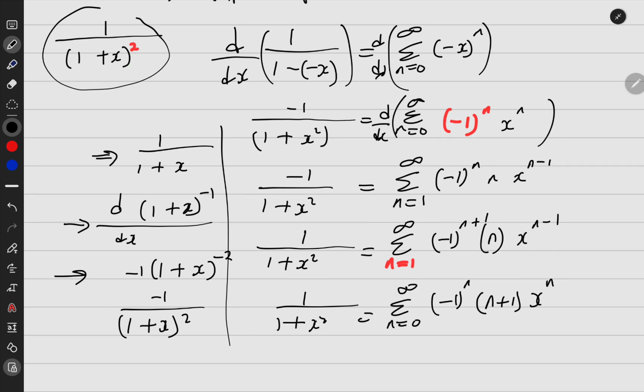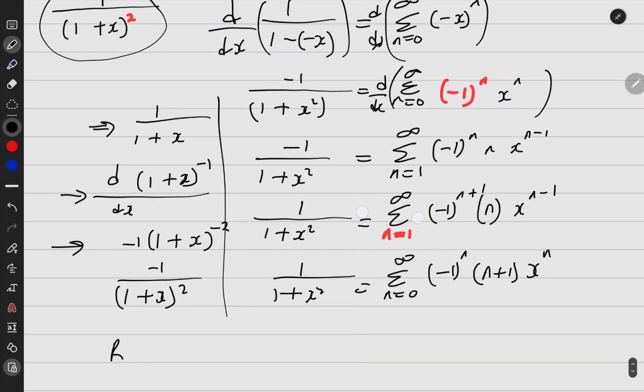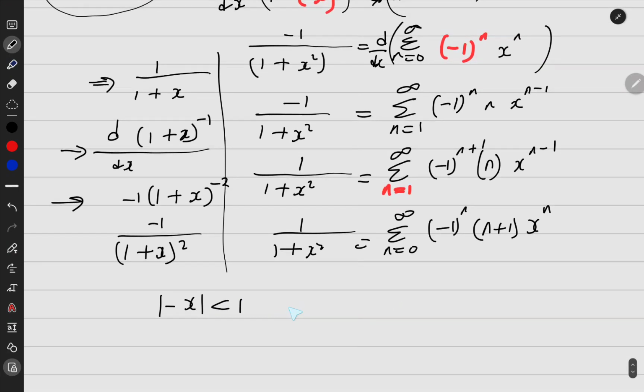Also, the follow-up question could be, find the radius of convergence. The radius of convergence, you're always going to get it from the condition that the absolute value of negative x is less than 1. So obviously our R is going to be 1. That's easy, right?